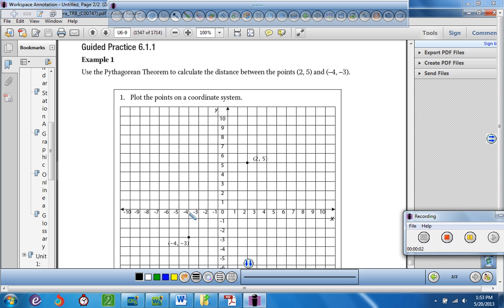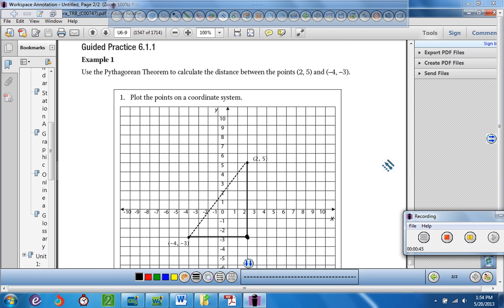So I came down 3 here, so I'm going to come over to 3, and you'll notice that I'm at 2. And if I put a point here, okay, then I can connect this, and I would have my 2 legs of my triangle, and then if I can draw in the hypotenuse. So let's go ahead and do that.